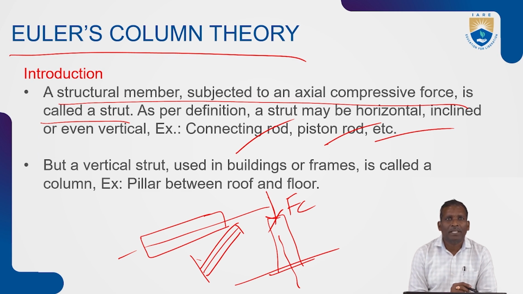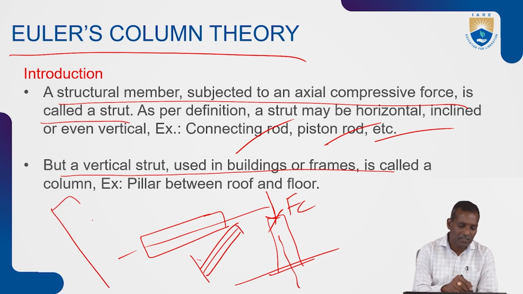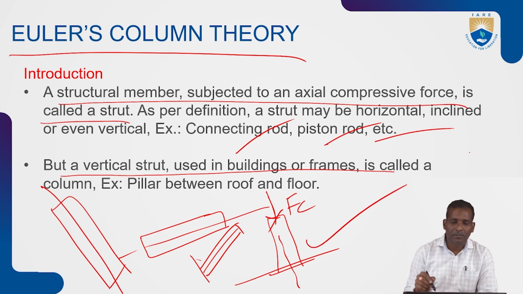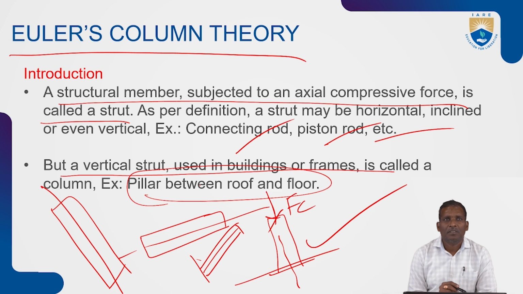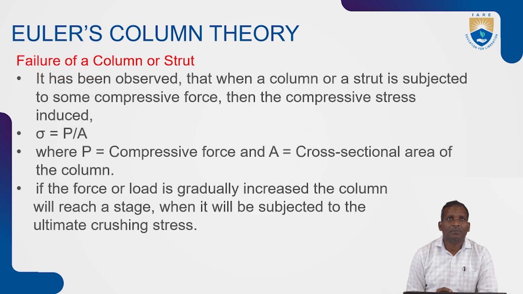But a vertical strut used in buildings or frames is called a column. The vertical struts are already shown in this diagram. These types of struts are called columns, the filler between roof and floor. The long vertical strut is nothing but a column. The short one is called a strut. It may be horizontal, inclined, or vertical.